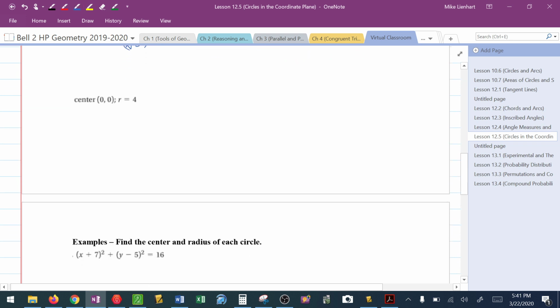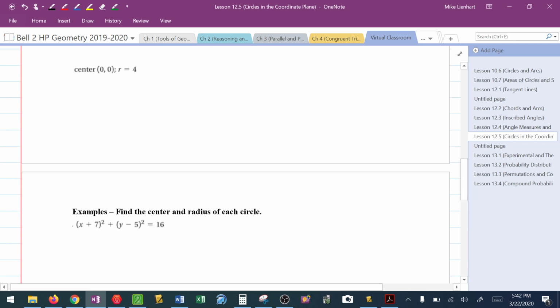And then finally, what if I give you the center is at (0, 0), and the radius is 4? Well, that means I'm subtracting 0. So I could just write this in short form as x² + y² = r². Don't forget that would be 4 squared or 16.